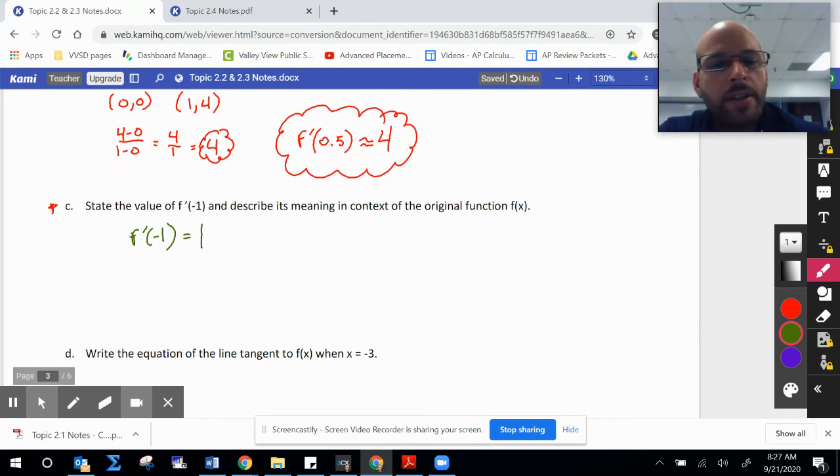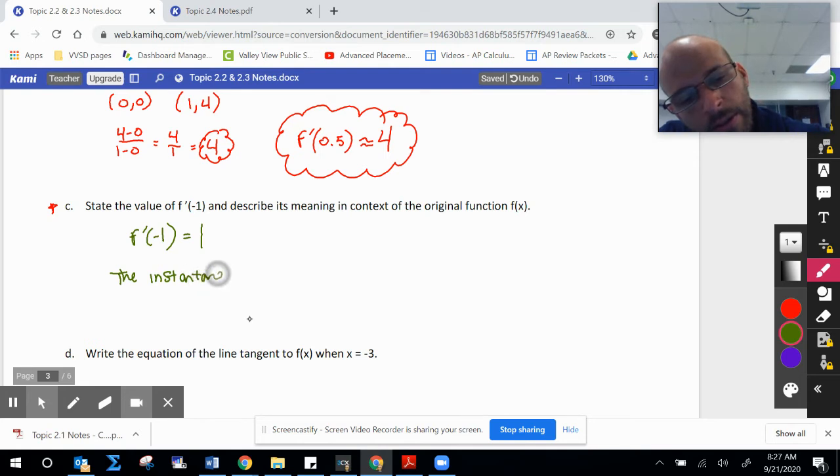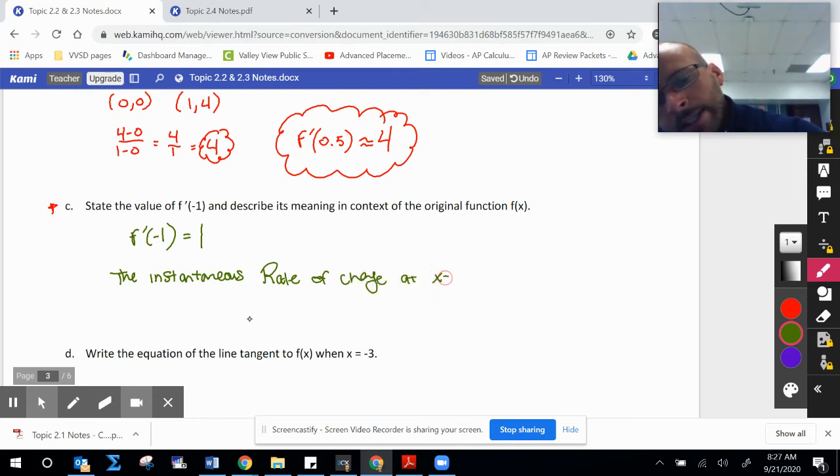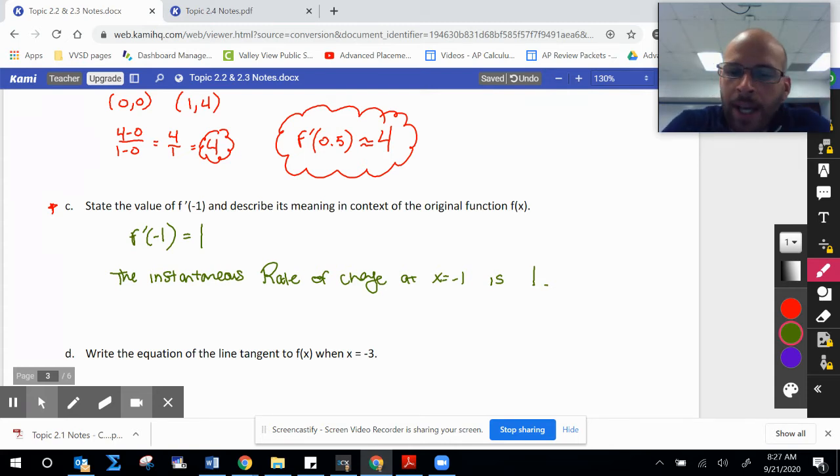And describe the meaning of it in the context of the original function. Well, I can say that the instantaneous rate of change at x equals -1 is 1. Now, if it's in a word problem, there would be a rate next to it, like miles per hour or meters per second or people per year. There would be a unit on that. This function did not have any context, therefore it would not get a unit. But I can say that the instantaneous rate of change at -1 is 1.